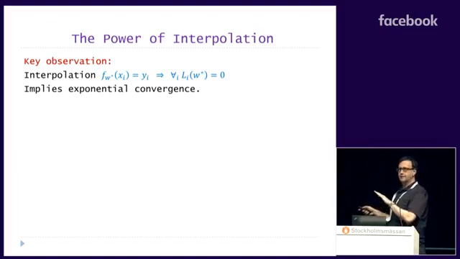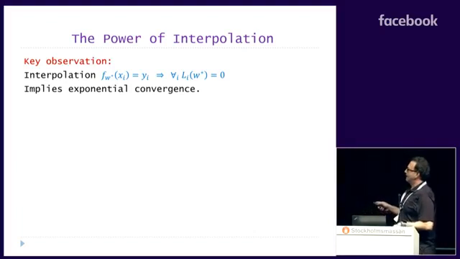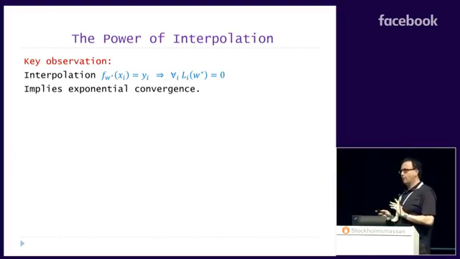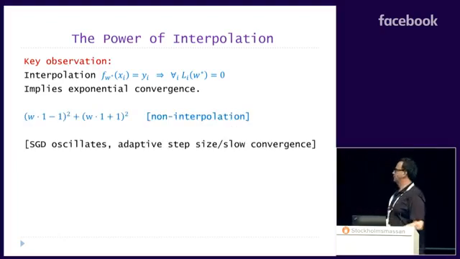Actually, the fact that they're 0 is not important. The important thing is that they're all minimized at the same point, W star, simultaneously. And that is enough to imply exponential convergence. Let me go over a really simple example which describes this.